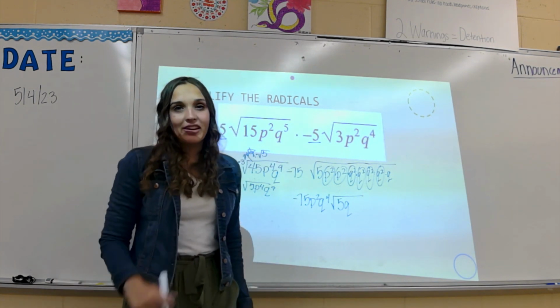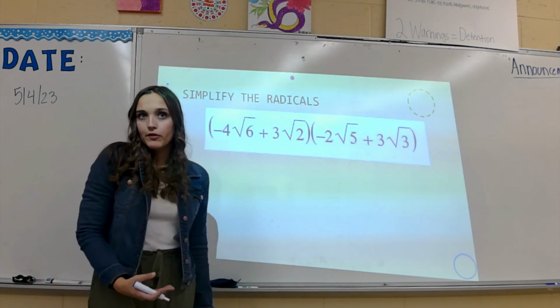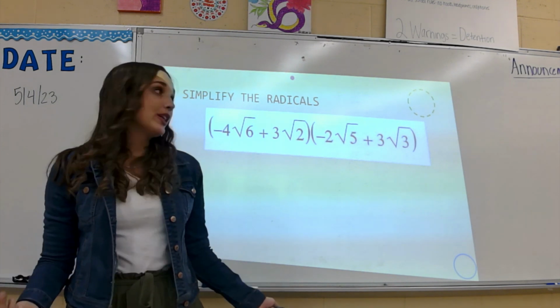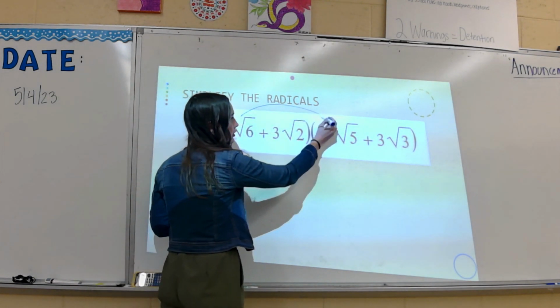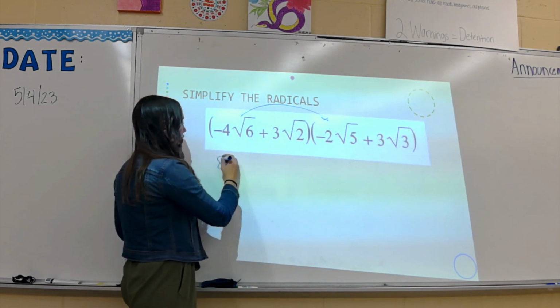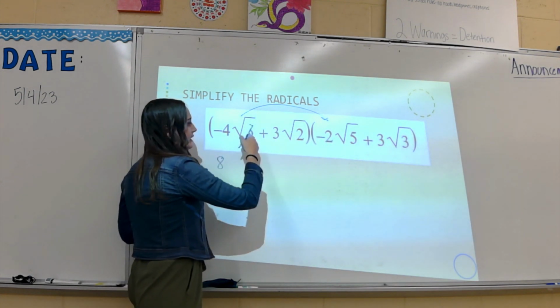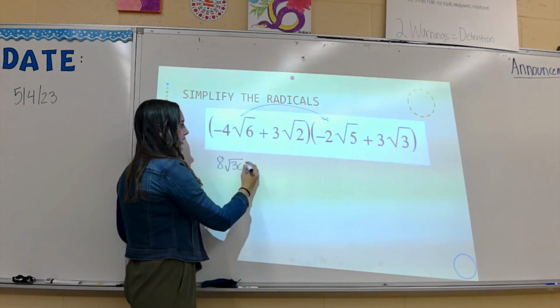Let's try some other operations. Now I have this problem where I have to use a concept that I saw before for polynomials. It's called FOILing. So I'm going to multiply the first term with the first term. So negative 4 times negative 2 is 8. You can only do the outside with the outside, the inside with the inside. So 6 times 5 is 30.